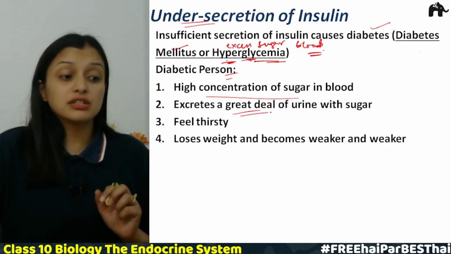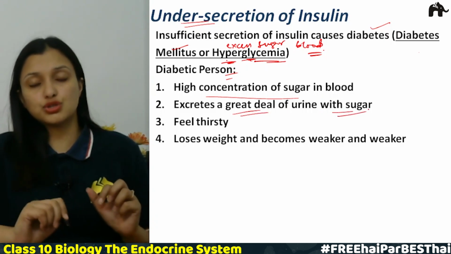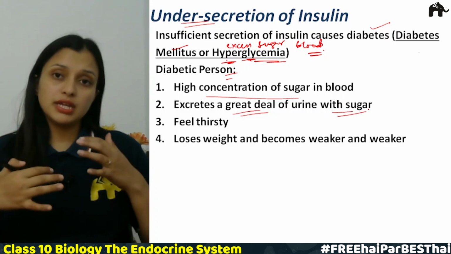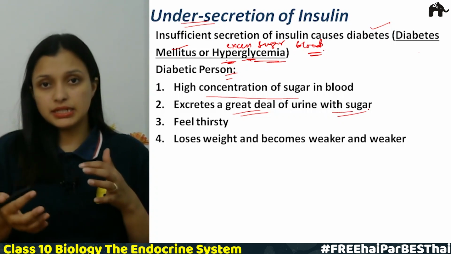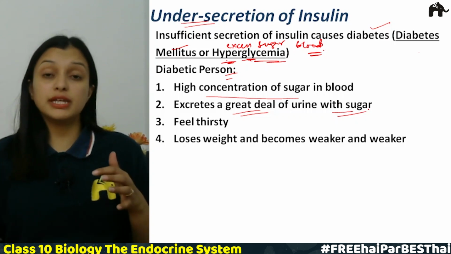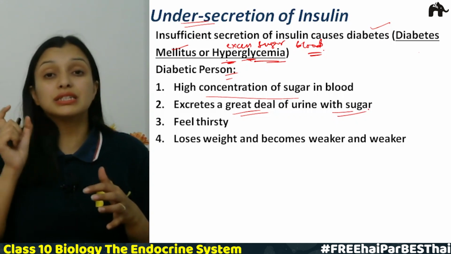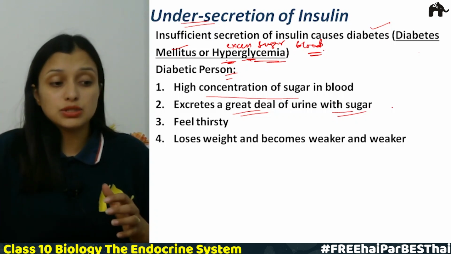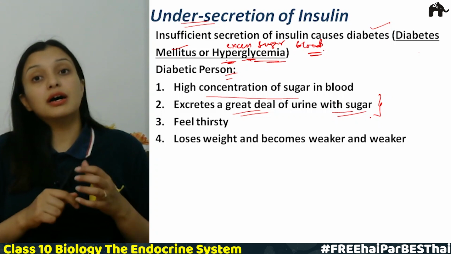Then it excretes a great deal of sugar, a great deal of urine with sugar. So when the urine is made by the kidneys and passed out of our body, if we test that urine, that person's urine will contain a lot of sugar. That is why a urine test is also done in case of a diabetic patient.